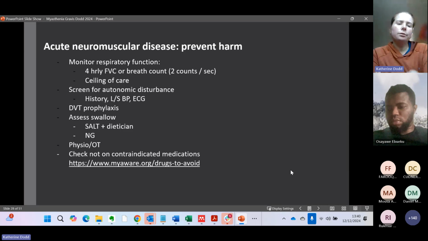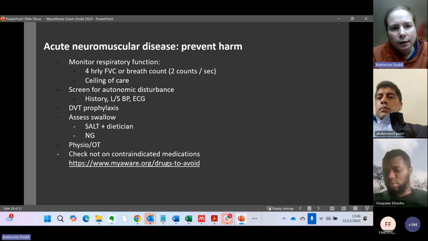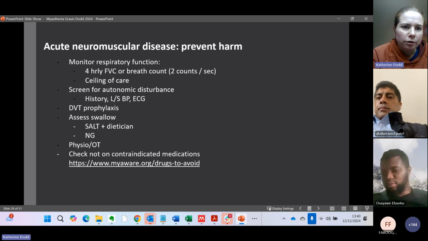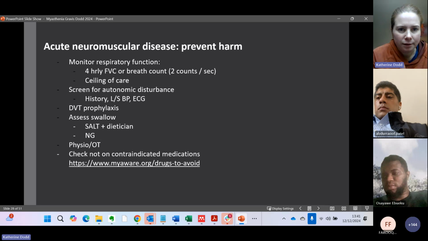So if we get anyone with acute neuromuscular disease, myasthenia or Guillain-Barré is the other most common one, we want to be monitoring the respiratory function. So a 4-hourly forced vital capacity. If you can't find a spirometer, then the breath count. If you can do the breath count, try and standardize it by making them count at 2 beats per second. You can get a metronome on your phone and set it to 2 counts per second. You want them to try and keep in time to that so that you know that's as standardized as it can get.